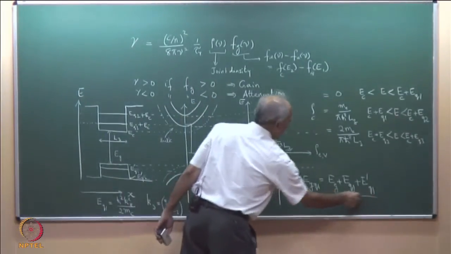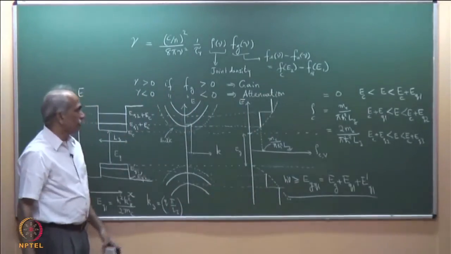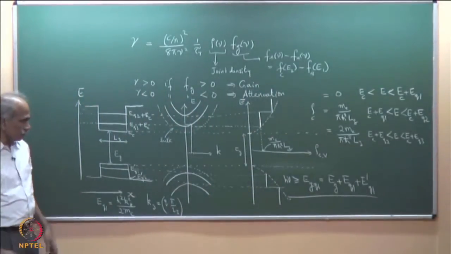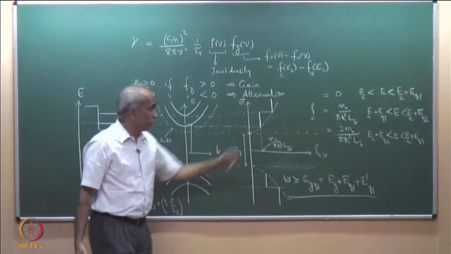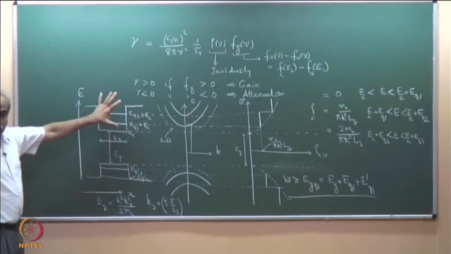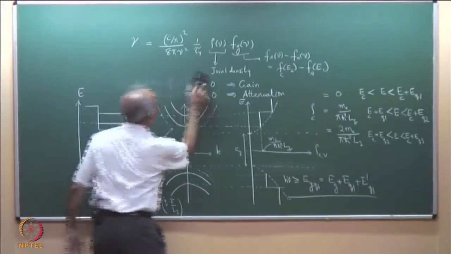This is the first point to remember. You can find out the corresponding optical joint density of states. Keep this picture in mind. Let me erase this.